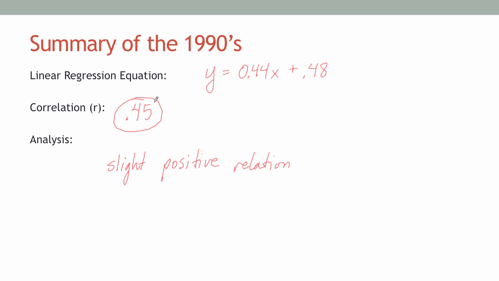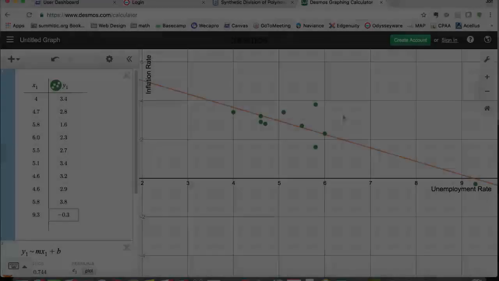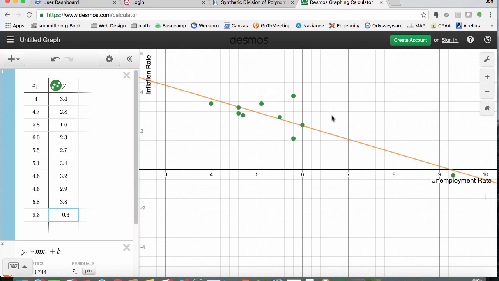Okay, last one. Let's compare the 80s and the 90s. Now let's look at the 2000s and see if there's any relationship between unemployment and inflation. So here's the data from the 2000s. I'm going to put that into my Desmos calculator. And let's again find a linear equation, find the correlation, and see what we can see. All right. Here is my data for the year 2000.